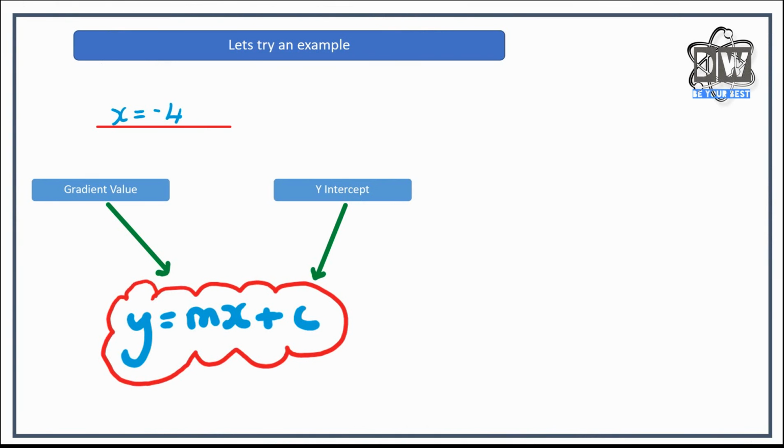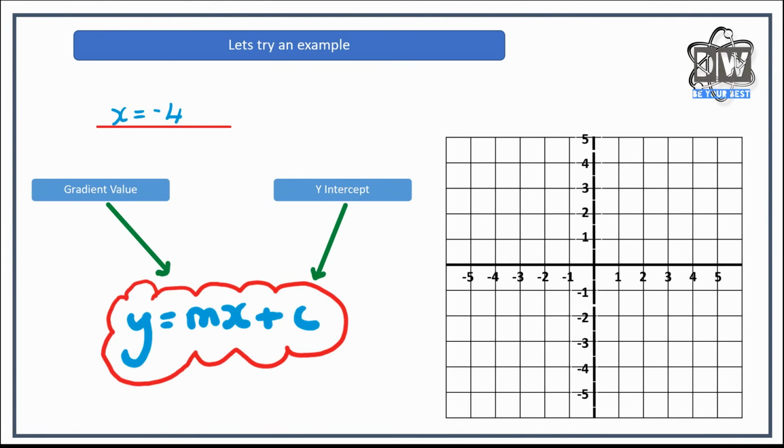Right, so give this one a go yourself. Come back and see if you have got it correct. So remember, it doesn't matter what your y value is, your x value will always be minus 4. All right, so here we go, straight down like that. Your x value will always be minus 4. It doesn't matter what your y value is.